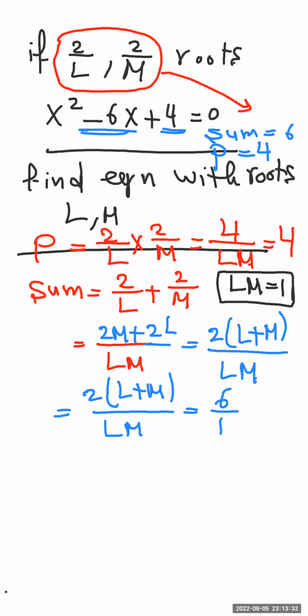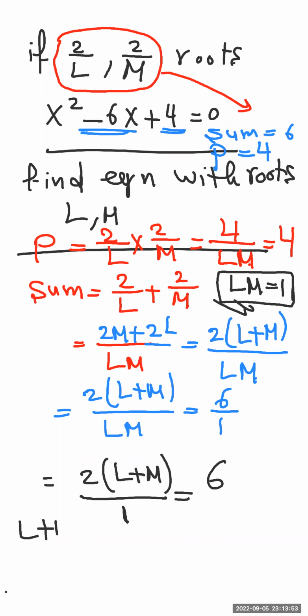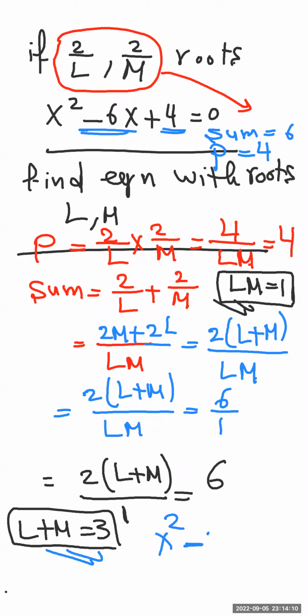Okay, now 2 times (L plus M) over LM, we just got it, 1, equals 6. So L plus M equals what? Equals 3. That's great. So now L plus M equals 3, LM equals 1. Write down the equation. X squared minus sum 3x plus product 1 equals 0. Finished.